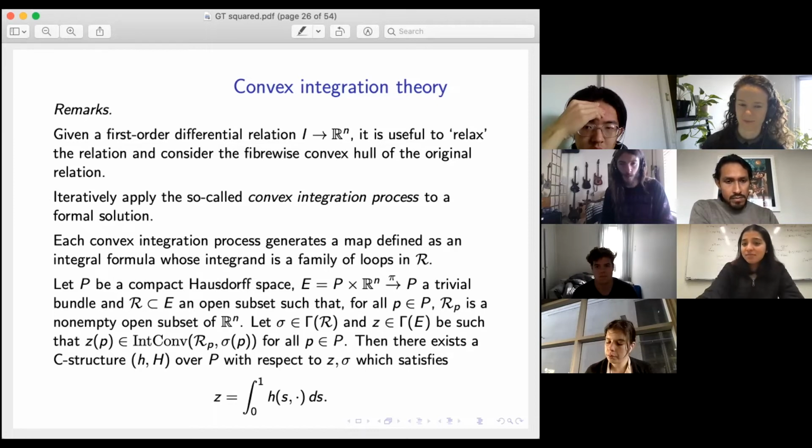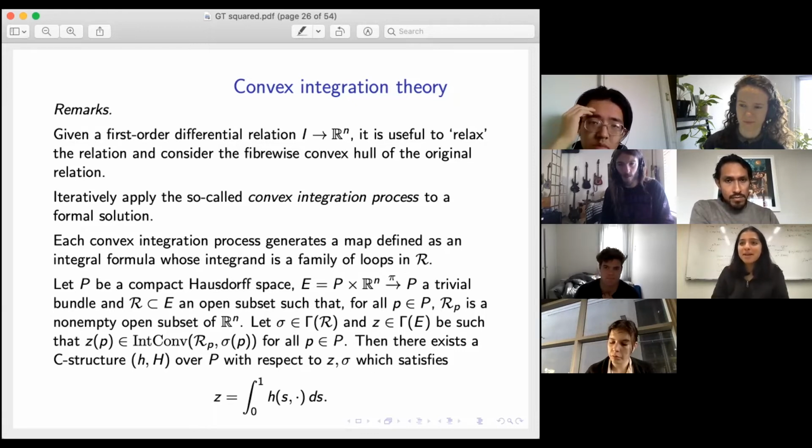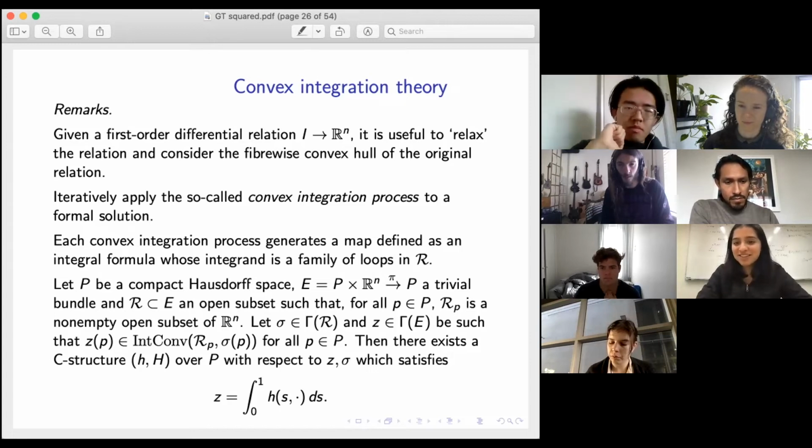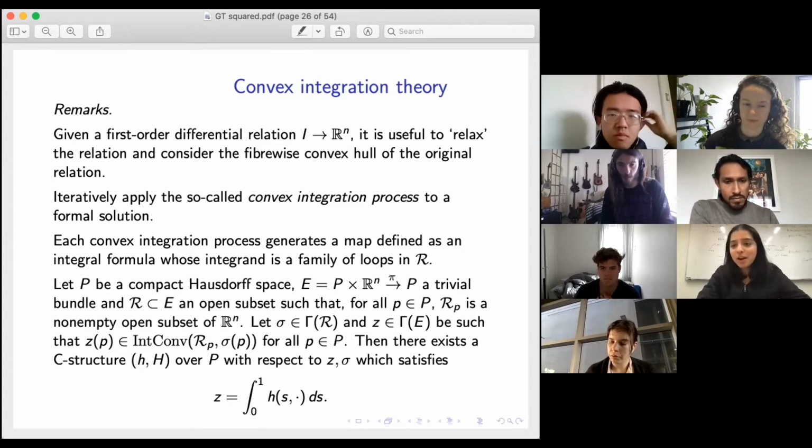E is the trivial bundle, and R is an open subset. So this is our differential relation, such that for all p in P, R_p is a non-empty open subset of R^n. Okay, let sigma just be a section of this differential relation, which means that it's a section, but its image sits inside the differential relation. That's what that means. And that is also how we denote formal solutions.